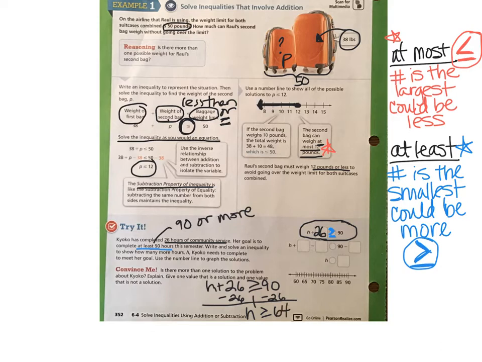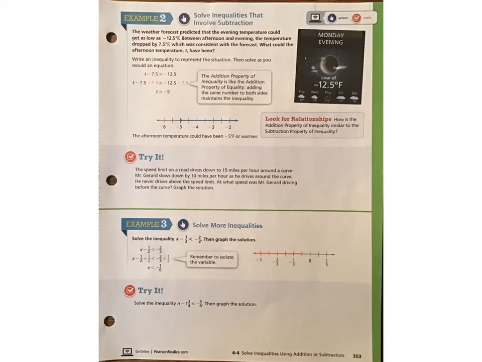Since H can be greater than or equal to 64, then when we place this on your number line, you're going to put a solid dot at the 64, and then you're going to color to the right, because we want 64 to be the smallest number, but we know it could be greater than that. And we color all the way to the end, and we make sure that we put an arrow at the end to indicate that those solutions go on in that direction. Now let's take a look at example 2.